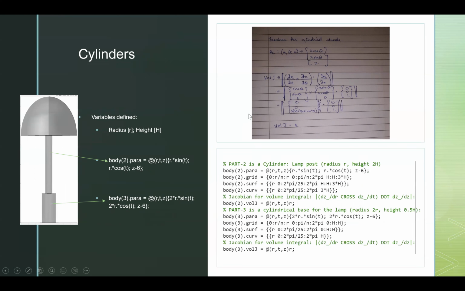So you could see I've obtained the Jacobian for the cylinders as well, which is basically the same process as we have discussed for the hemisphere. The Jacobian comes out to be R, which I've used both here and here in order to determine the volume.